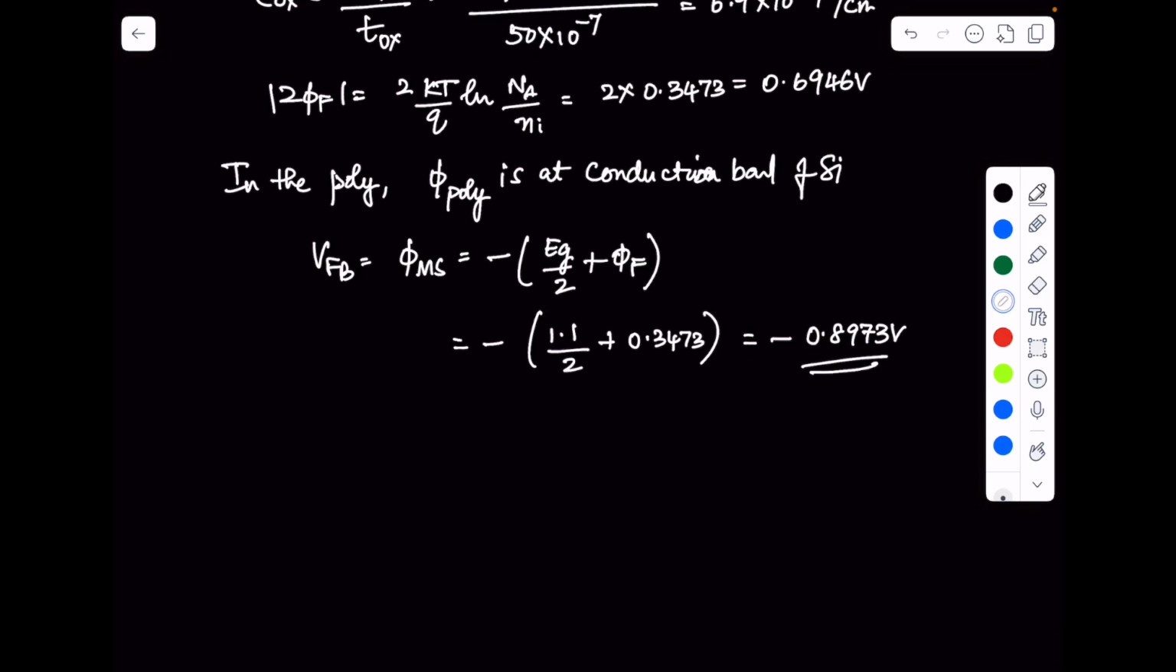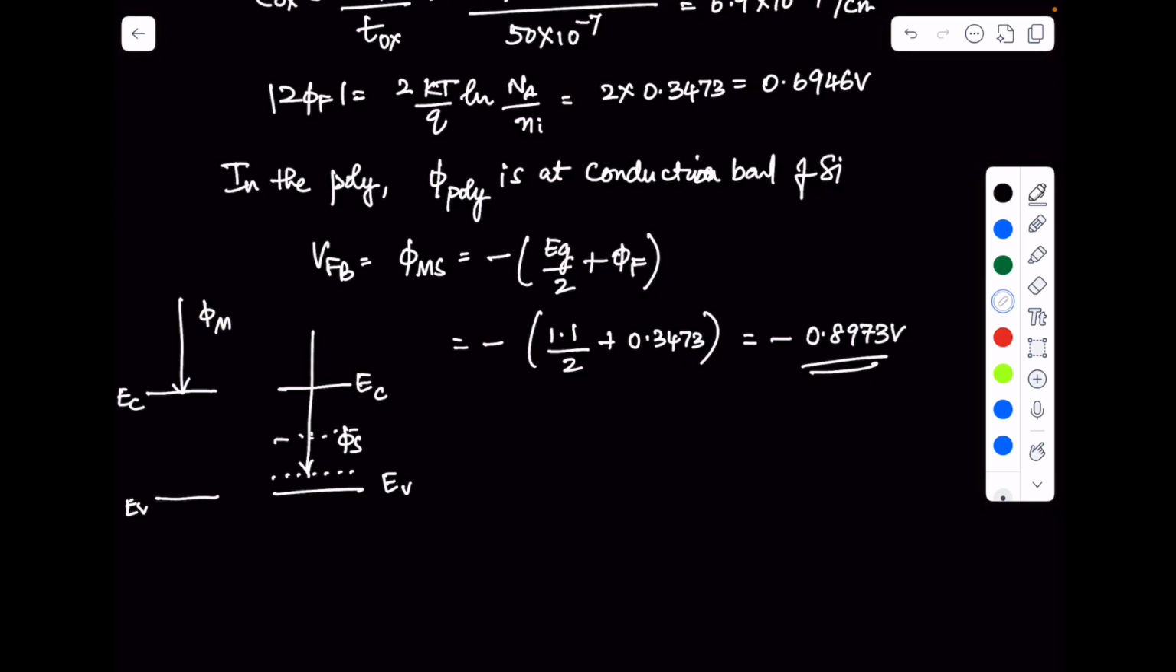Remember, again, what am I doing here? If you think about it, your silicon is sitting here. It's a p-type silicon. So p-type silicon is going to have a phi s, which is going to come all the way down, right? Whereas your poly has a phi m, which is only coming to the top. So therefore, this delta is your phi ms, and it's negative, right?